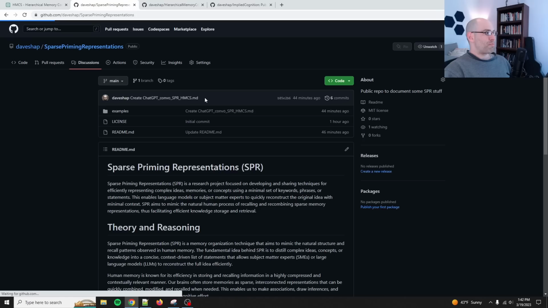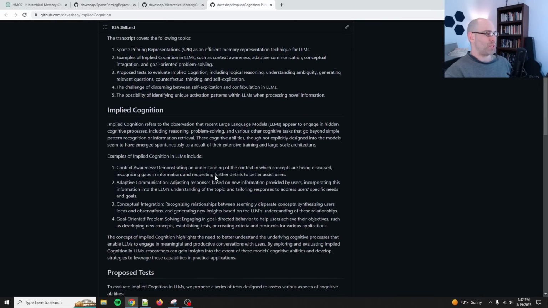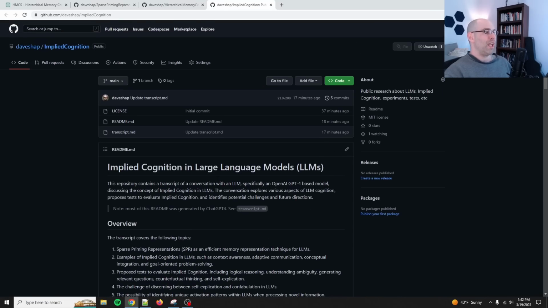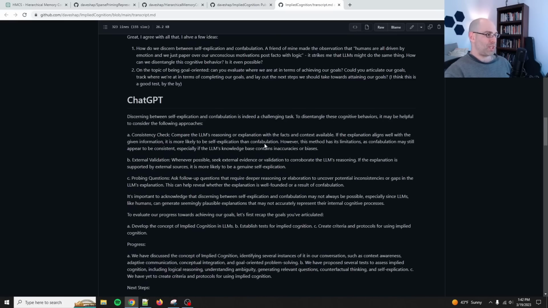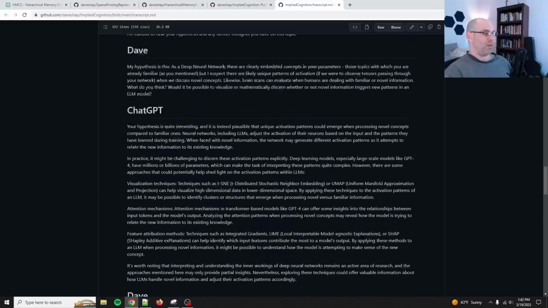When I was working on sparse priming representations, the idea that there's enough cognition going on inside the model to reconstruct something, I realized that what I was banking on was implied cognition. So I just spent some time with ChatGPT-4 to articulate implied cognition and start to come up with some tests for it. I've got the full transcript of the whole conversation in here, and you can read it. It's pretty impressive what it was able to do.